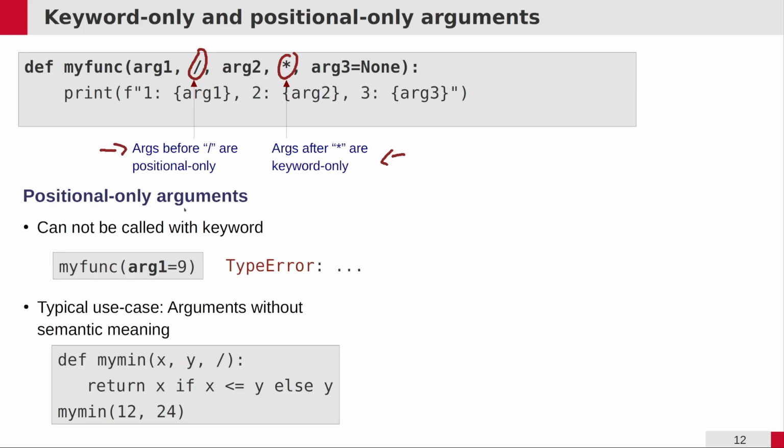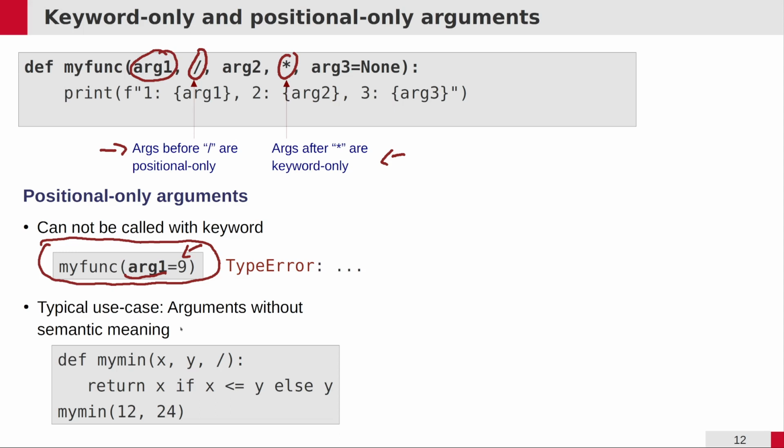So what does it mean? Let's have a look at the positional arguments first. Let's assume that we have the function definition above. If I now try to call my function and I try to pass for argument 1 the value by name, then I would get a TypeError, because argument 1 is before the slash argument, the division argument, and therefore it cannot be called as a keyword argument with its name. So it must be used as a positional argument.